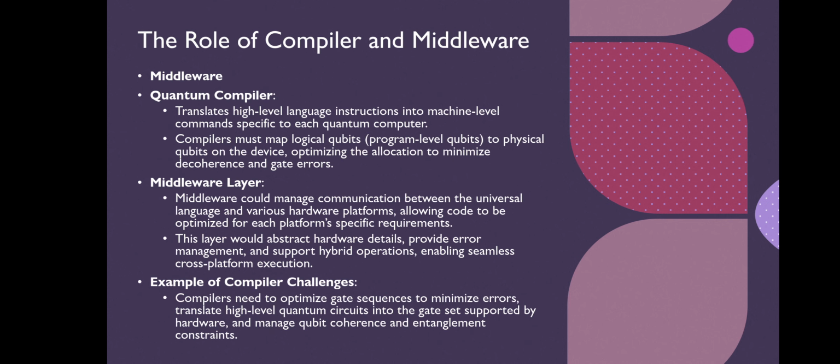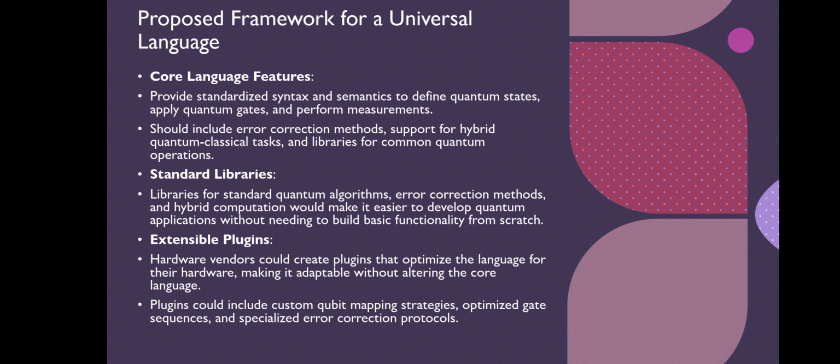Now, what is the role of compiler and middleware? Quantum compiler. It translates high-level language instructions into machine-level instructions specific to each quantum computer. The compiler must map logical qubits to physical qubits on the device, optimizing the allocation to minimize decoherence and gate errors. Middleware layer. Middleware could manage communication between the universal language and various hardware platforms, allowing code to be optimized for each platform's specific requirements. This layer would abstract hardware details, providing error management and supporting hybrid operations, enabling seamless cross-platform execution.